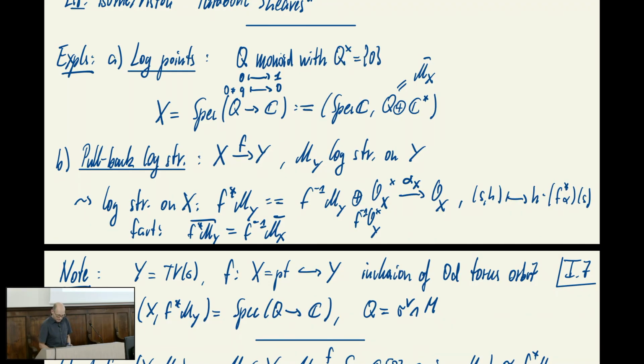Say it again. This here. Why is it a direct sum and not a product? Oh, it's a pushout, right? So it looks like this. What do you mean? So you mean without this? What does this mean?